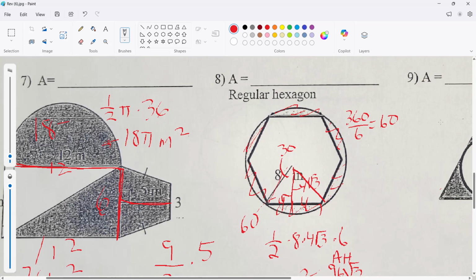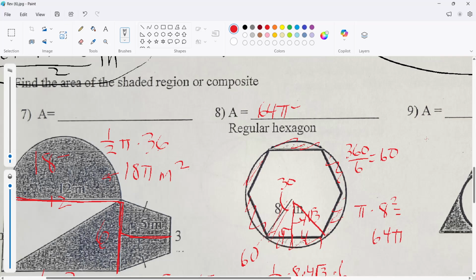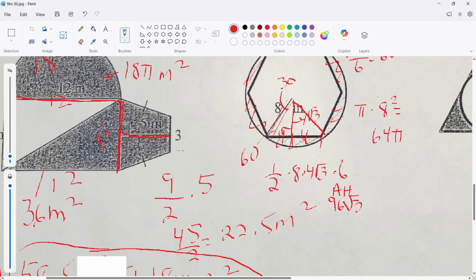And now I need the area of the circle. What's the area of a circle? Pi r squared. The r is 8. So pi times 8 squared equals 64 pi. So the area of the shaded part is 64 pi, the area of the circle, minus 96 square root of 3. And if you throw it in your calculator, you'll get a number for that. So I just found the area of the triangle, multiplied it by 6. So the area of the triangle is 1/2 times the base, which was 8, times the height, which is 4 square root of 3, and then times 6.